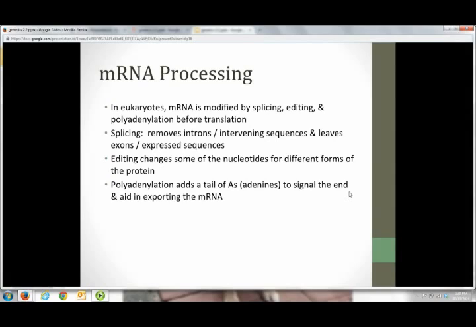Editing can occur, and that will change some of the nucleotides to make different forms of the protein. With polyadenylation, a tail is added on of adenines. This will help to signal the end of the gene and also aid in transporting the mRNA.